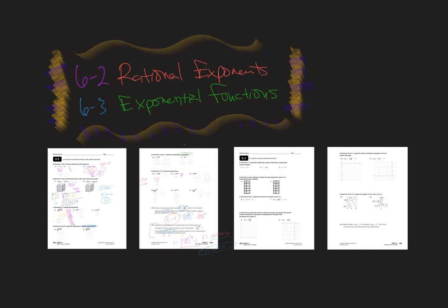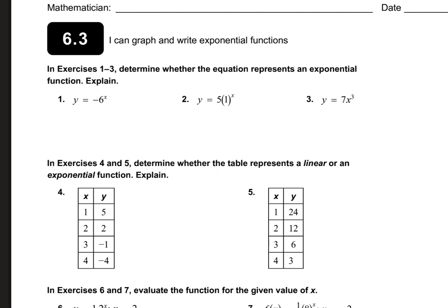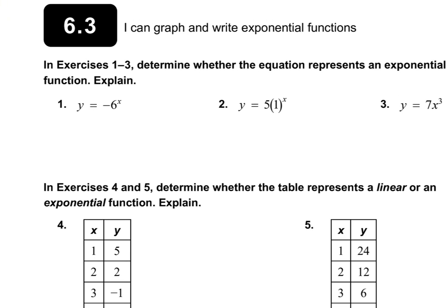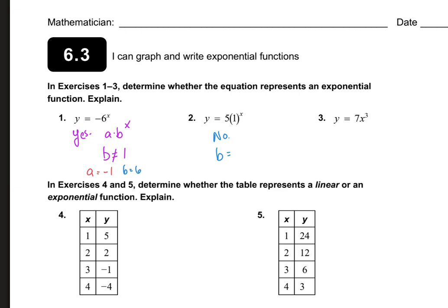Let's take a look at 6-3. Determine whether the equation represents an exponential function and then explain. So, number 1 is yes. Why is it an exponential function? Because it fits the form a times b to the x power, and b does not equal 1. So if you're like, I wonder what a and b are. A is actually -1, and b is 6. There you go. This is not exponential because b equals 1.